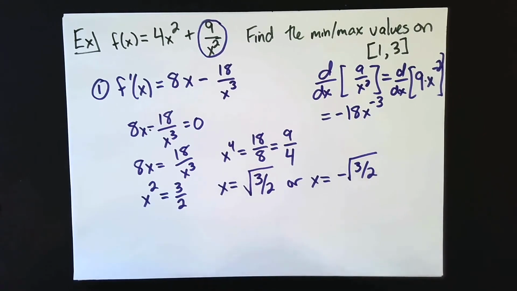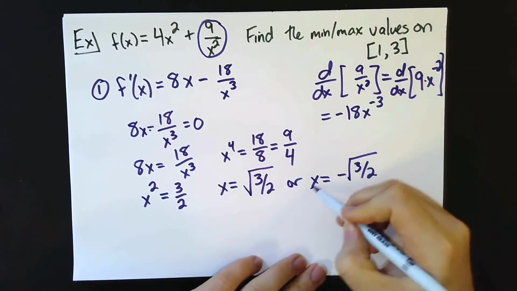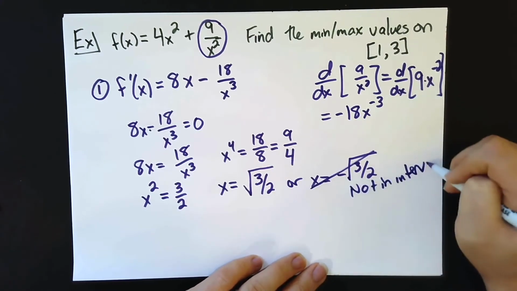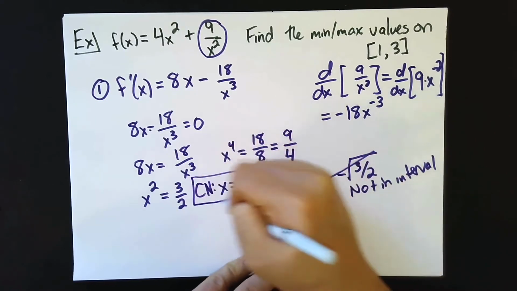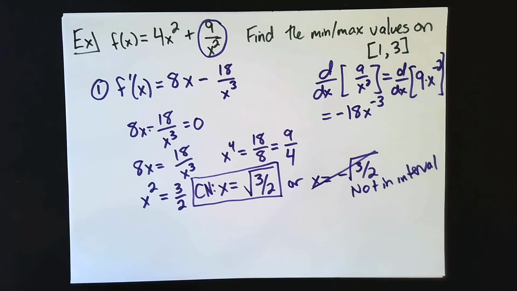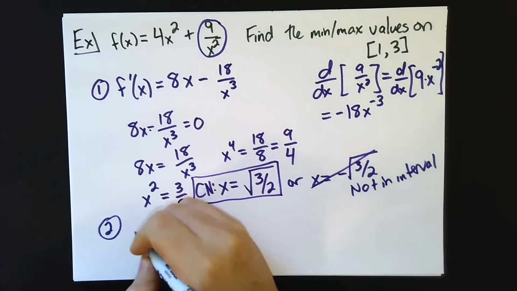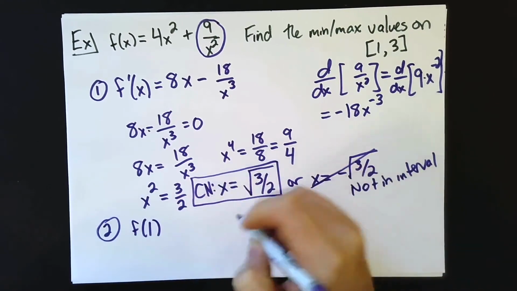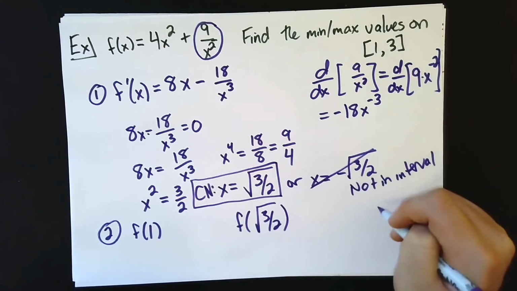Okay, so now I found all the critical numbers, but remember I'm only supposed to find the critical numbers in the interval, so in particular, this one goes away. And so my only critical number here is this root 3 over 2. So next, what am I supposed to do? Next, I'm supposed to evaluate this function at 1, this critical number, and 3.